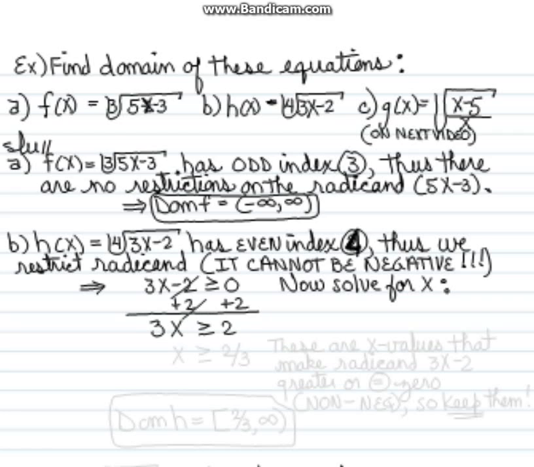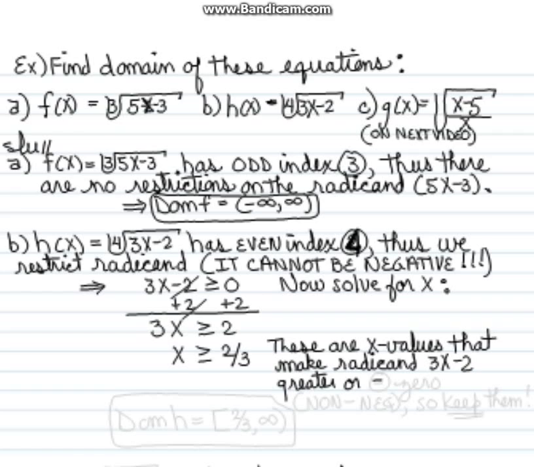So we get 3x is greater than or equal to positive 2, x is greater than or equal to 2/3. Now what does this mean? These are all the x values that make the radicand, 3x minus 2, greater or equal to 0. In other words, non-negative. So we're going to keep just these x values and nothing more. All the x's greater than or equal to 2/3.